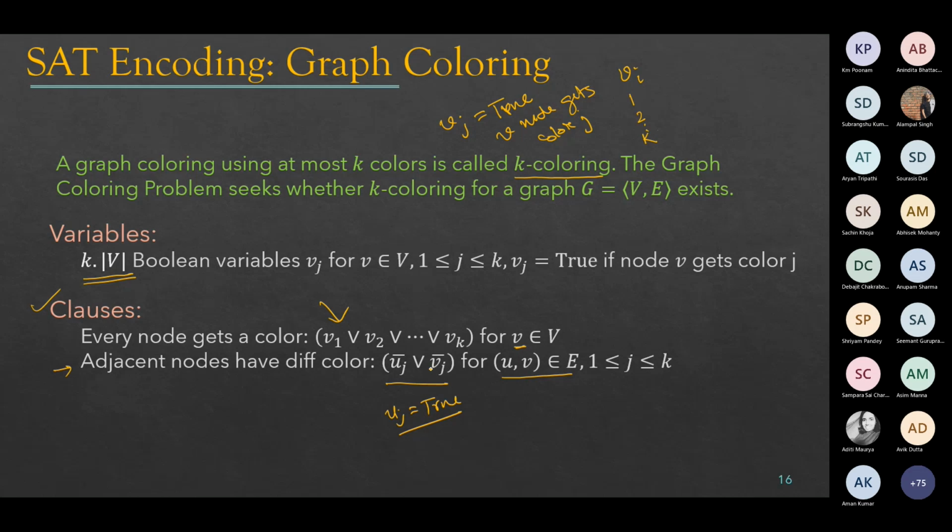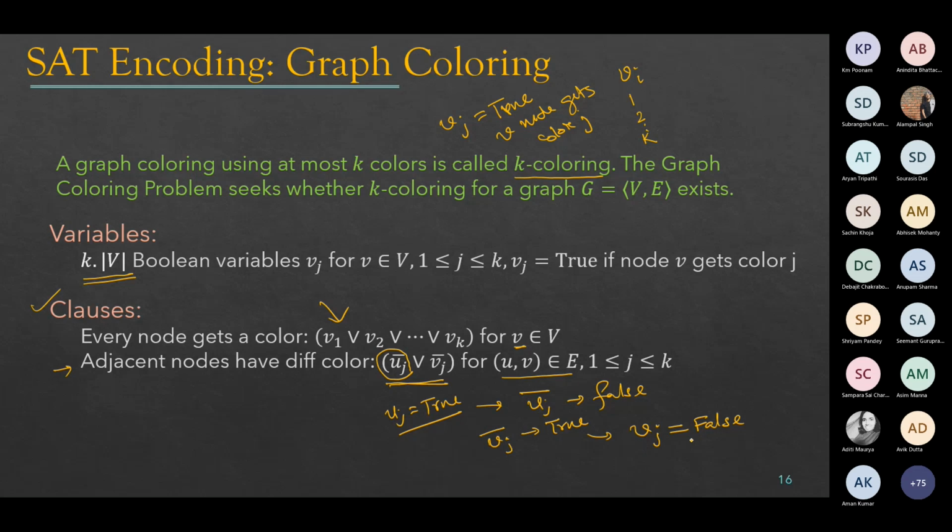Now, can we assign the same color? As UJ becomes true, UJ bar becomes false, right? And in order to make this clause true, we need to make VJ true, because this has become false. Now, how do we make this true? We can make this true if we make the assignment false to VJ.